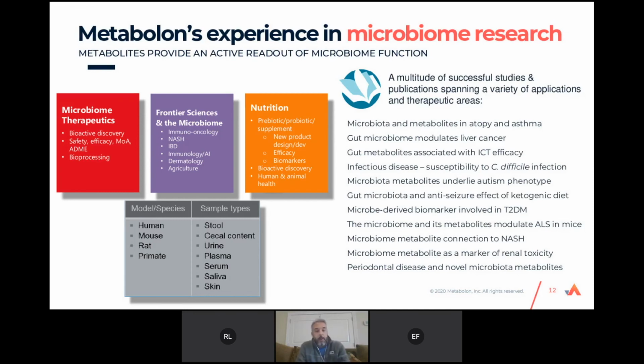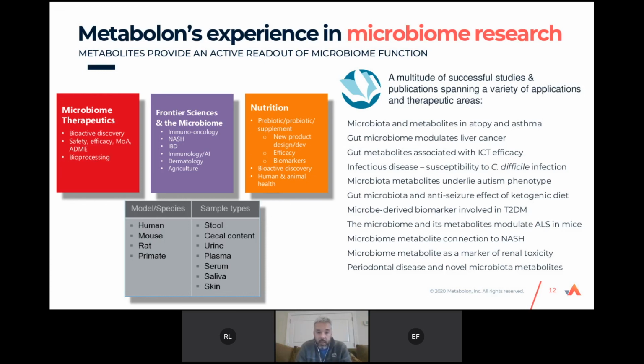And to sum up, again, for the sake of time, I wasn't able to go through all the different applications and experience that Metabolon has in microbiome research. But on the right here, you see some headlines of a real multitude of successful case studies we've had and publications that span a variety of applications in therapeutic areas. We've looked at asthma, liver cancer, immune checkpoint therapy, things like autism, and how microbiome metabolites can be recirculated into the plasma and then go into the brain and affect an autism spectrum disorder effect.